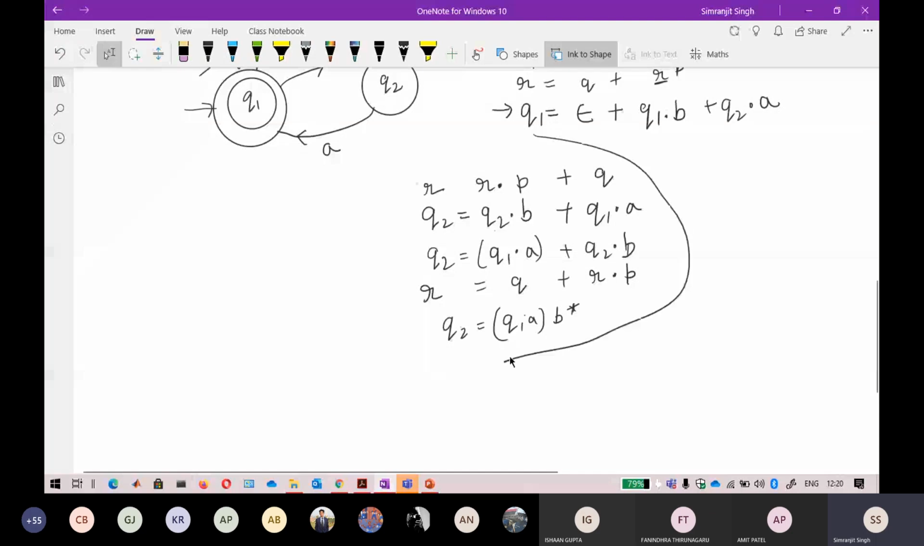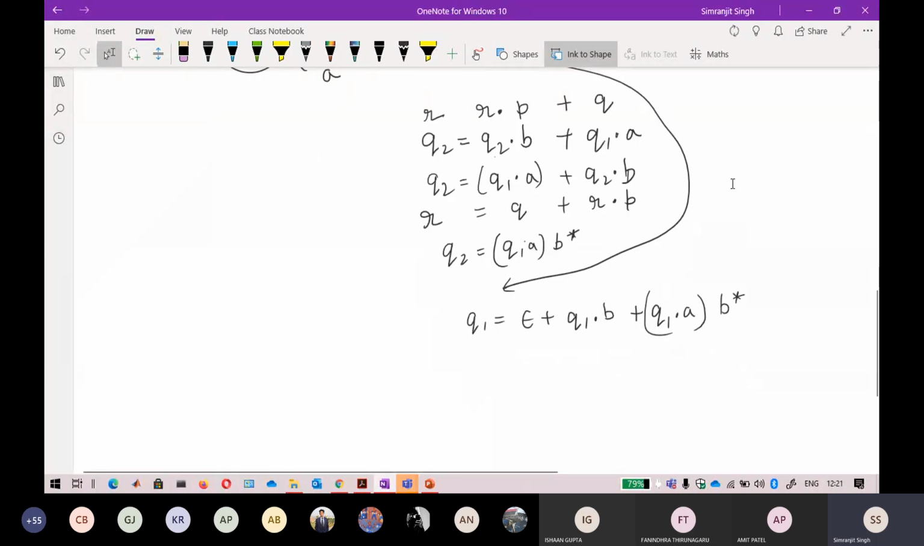Now Q1 equal to epsilon plus. I hope that you are understanding it. It is not very difficult. It's just a back substitution that you have to do. Okay, so now for Q2 you just write it Q1A followed by a B star. Now you just have to solve it. I think now the identities of regular expression will be tested here.